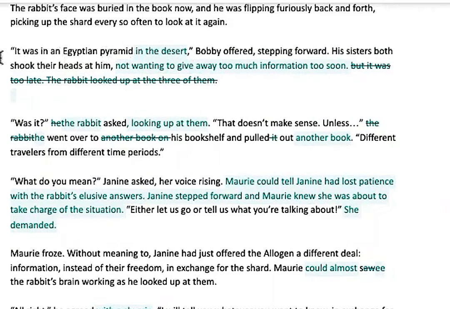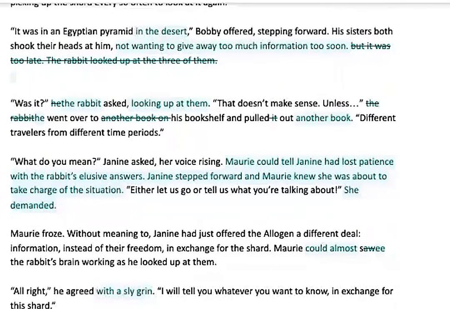This was an important plot point. That Bobby would tell him that it was in the desert, because that becomes an origin point for the directions that they get later on. So if the rabbit doesn't know it's a pyramid in the desert in his land, in the magical land that he's in, then he's not going to know the origin point. So I just put in that clarification.